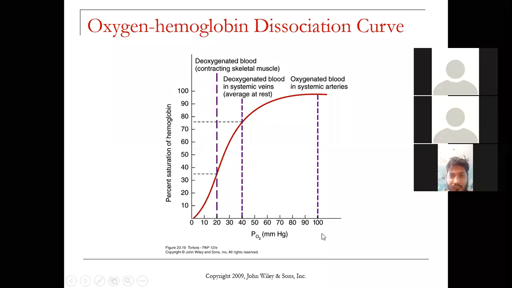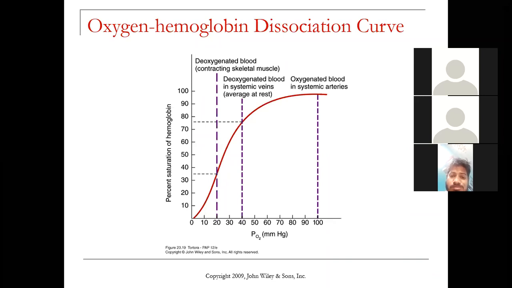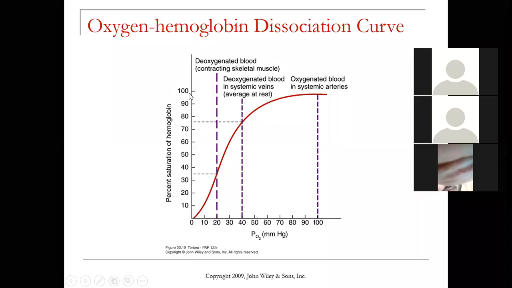Whereas in the systemic arteries, oxygenated blood, 100 millimeter of mercury was the partial pressure of the oxygen, and also the percent saturation is nearly equal to 100.